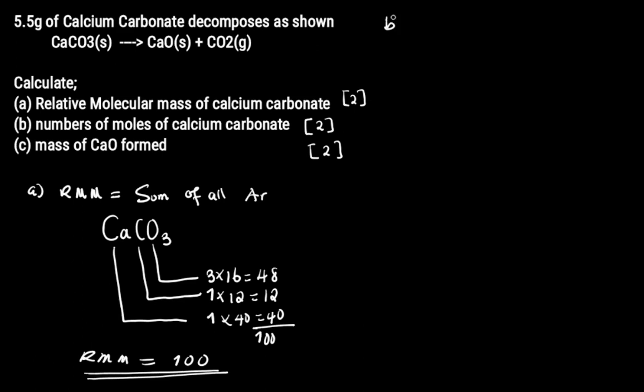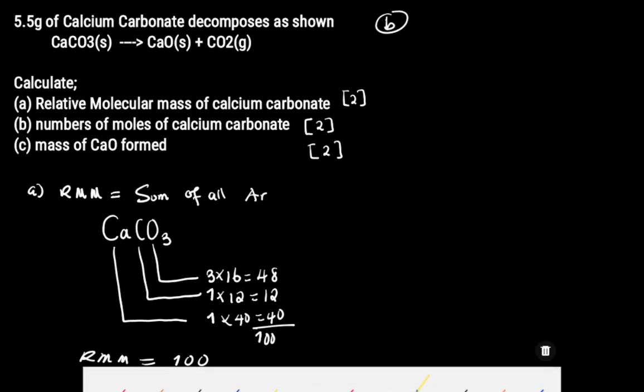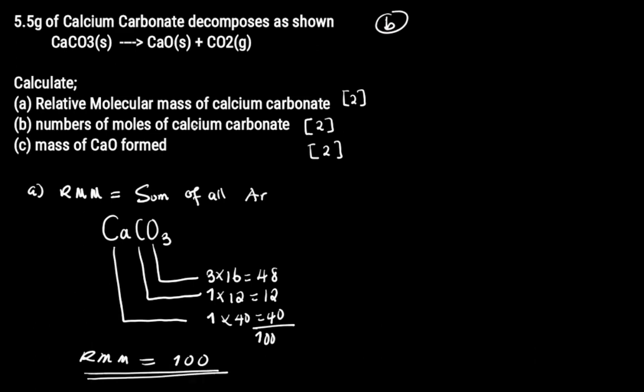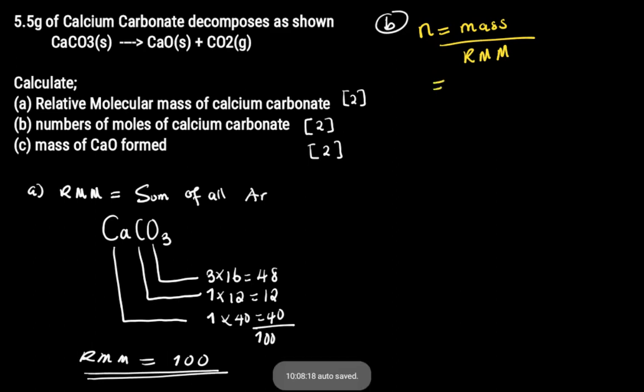B says number of moles of calcium carbonate. Now, number of moles is given by mass of that same compound over relative molecular mass of that compound. And in this case, our mass given is this one here, 5.5 grams. We divide by relative molecular mass, here 100.